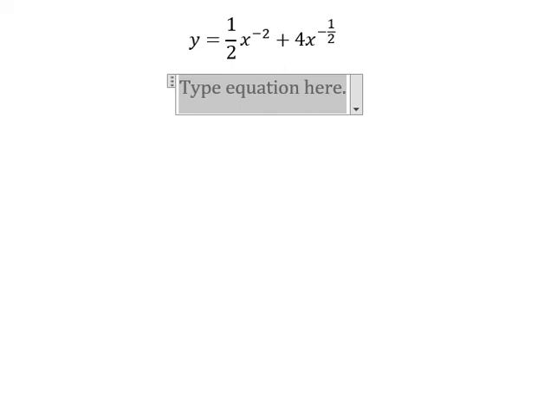Hello everybody, so today I will talk about calculus. The topic today is about derivative. So now I will show you how to answer. We have the formula in here.